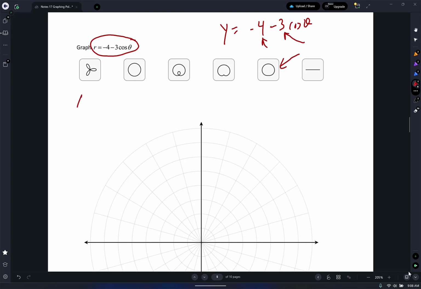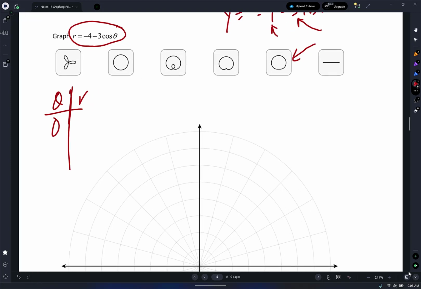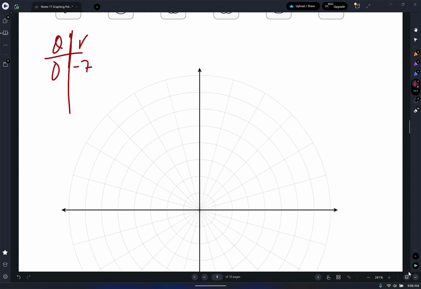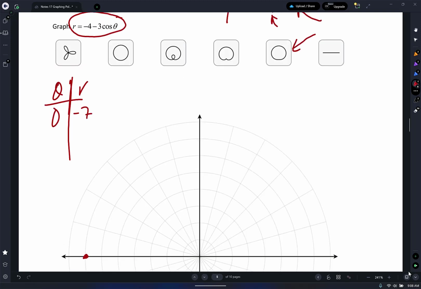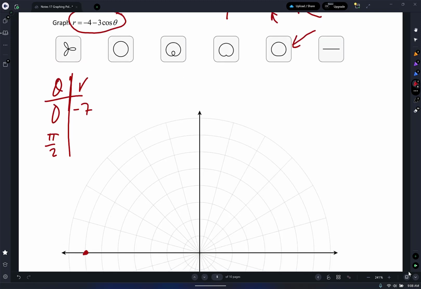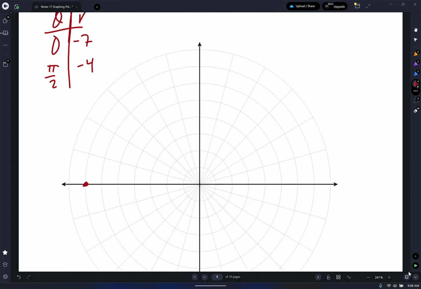Like this, watch. Theta and r. If theta is 0, look, there's the major points. Theta is 0, cosine of 0 is 1, -4 minus 3 is -7. So I'll go to the 0 theta, and I go -7. So I'm going to be on the negative x-axis. 1, 2, 3, 4, 5, 6, 7. Put a point right there. That's my first one. I'm going to go to pi over 2. At pi over 2, cosine is 0, so I'm at -4. So go to pi over 2 and then go -4. 1, 2, 3, 4, point.